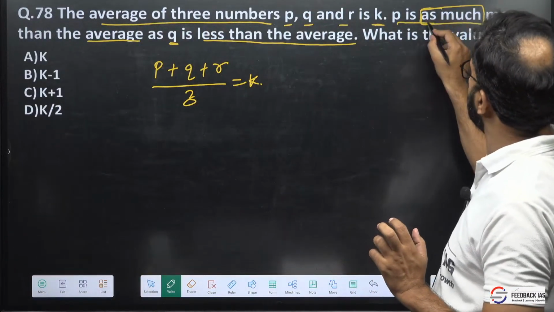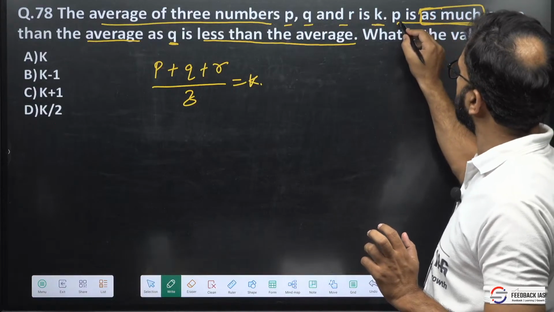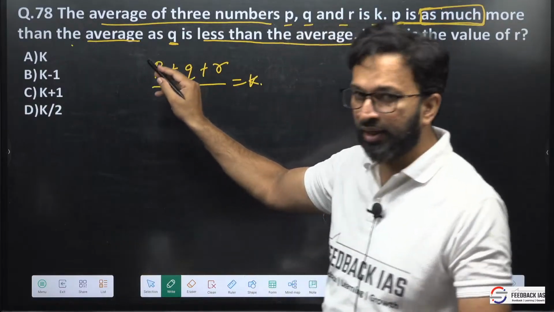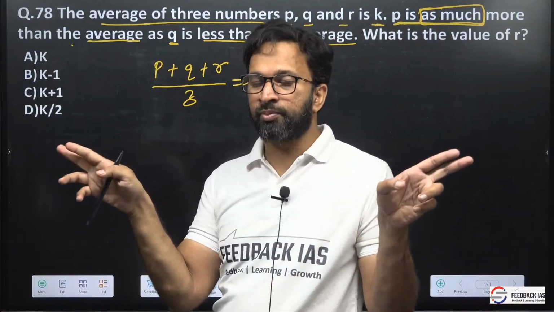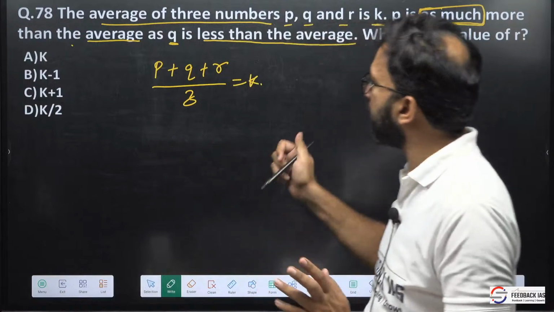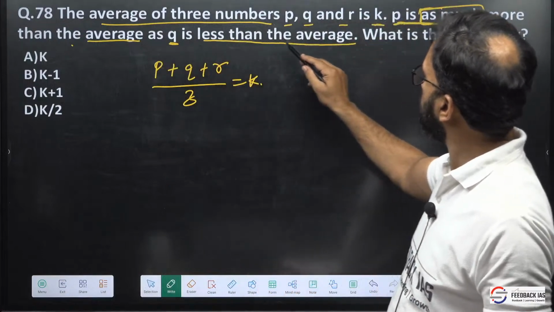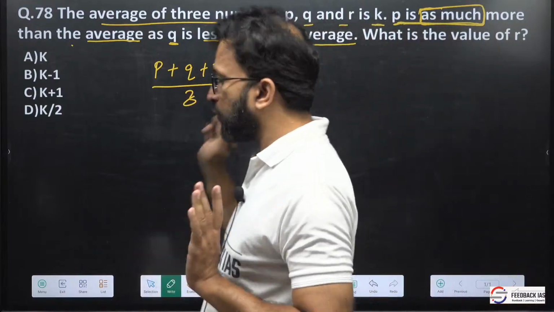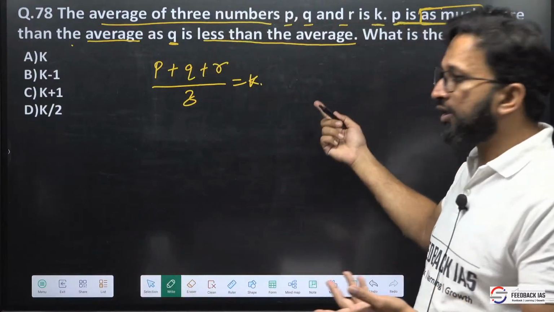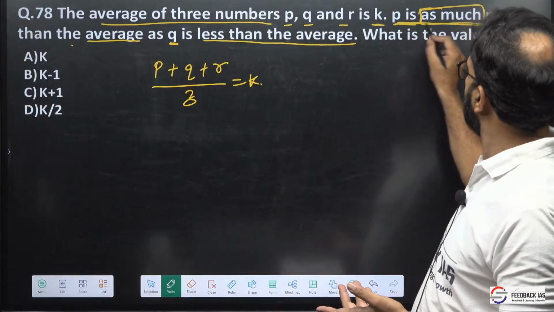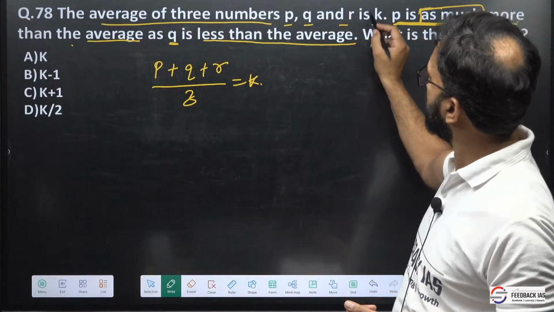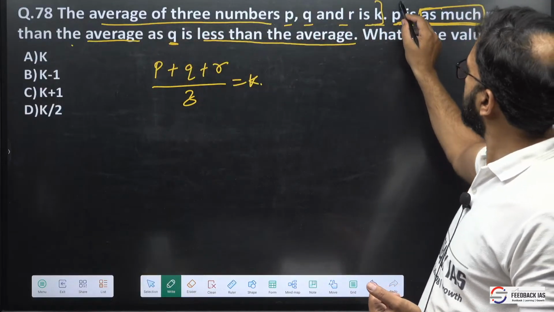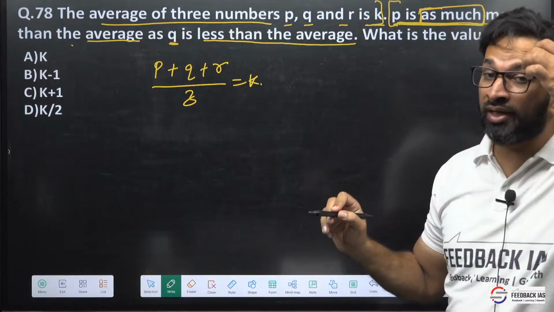So P is actually a quantity. P is as much more than the average. So here the two amounts are equal, so that we can find a relationship between P, Q and the average K. There is one equation, and another equation will be formed through this statement. So we have formed one equation from the first statement given here and the second from here.